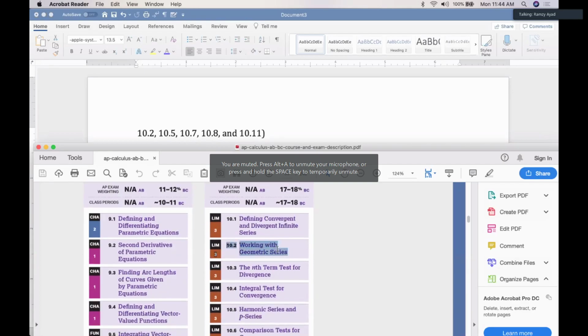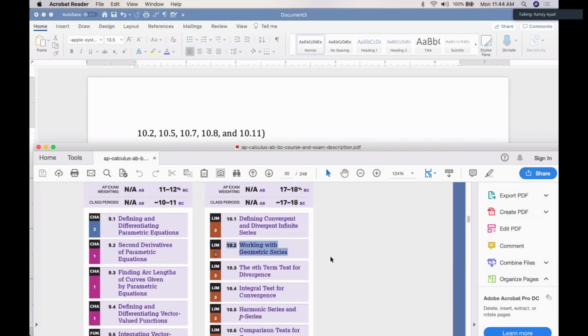10.2. What is that? Geometric series. Because this is very limited stuff, that could be from chapter 9 in our book, 10 in theirs. Yes? That means you could see it tomorrow, right? As a BC, you might see this.